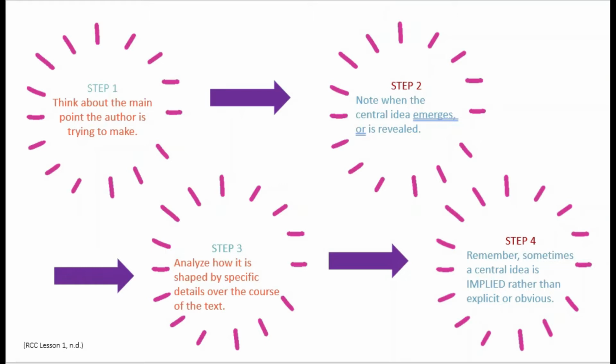First, let's look at a few tips to help us with the next activity. Step 1, think about the main point the author is trying to make. Step 2, note when the central idea emerges or is revealed. Step 3, analyze how the central idea is shaped by specific details over the course of the text. And 4, remember, sometimes the central idea is implied rather than being obvious.